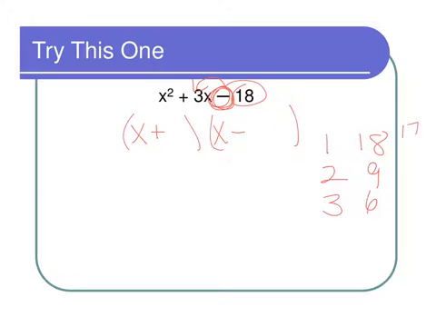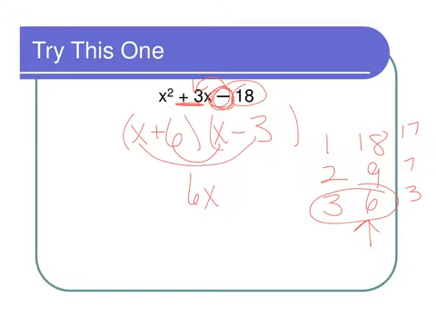So my difference here is 17, my difference here is 7, my difference here is 3, so I want 3 and 6. And since this term in the middle is positive, that means my bigger factor should be positive, because when I FOIL this out, 6x, I multiply those, negative 3, I add those together, I get 3x in the middle. You can always check your answer by FOILing it out.